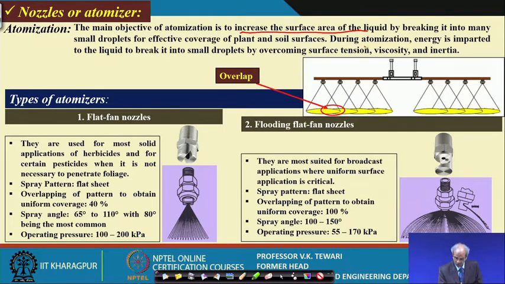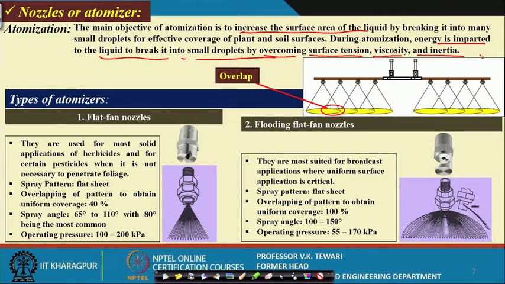During atomization, energy is imparted to the liquid to break it into small particles, by overcoming the surface tension, viscosity and inertia. Of course, these are the mechanics of it, and the system which happens inside is given here. So, atomization is important. How do you do it? You have to create pressure, you have to create circulation, and you have to have the particular type of nozzle which will give you that. But where should we keep the nozzles? We have also given this, I will come to it slightly later.